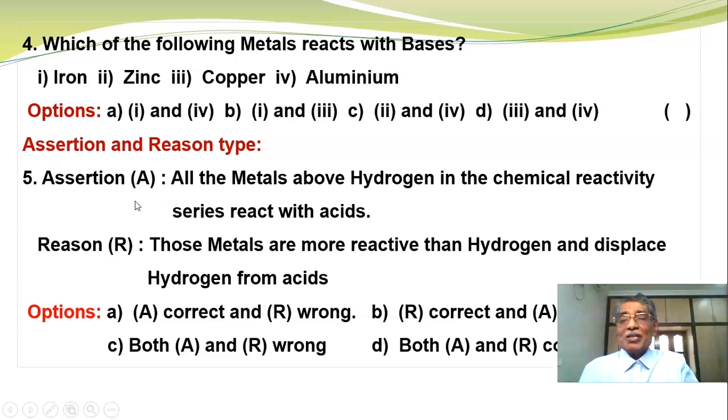Assertion. A. All the metals above hydrogen in the chemical reactivity series react with acids. Reason. Those metals are more reactive than hydrogen and displace hydrogen from acids. Options: A correct and R wrong. B, R correct and A wrong. C, both A and R wrong. D, both A and R correct.